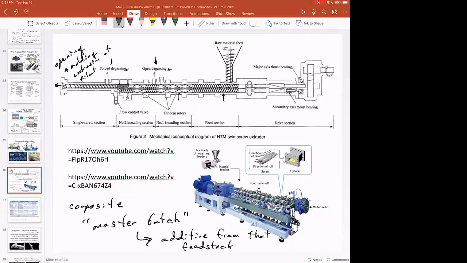Does that address degassing, formation of water, things like that? Is that good enough? Yeah, it does.